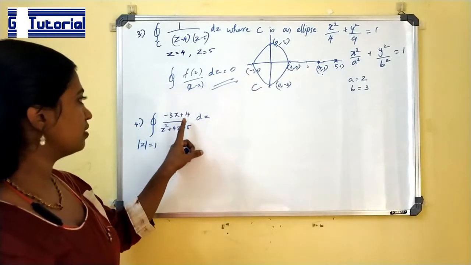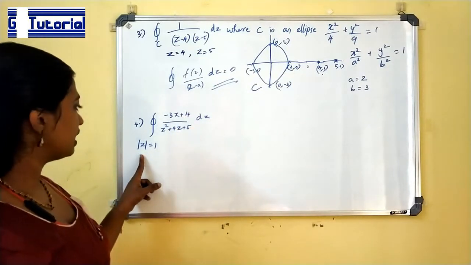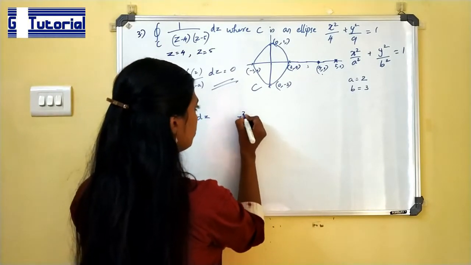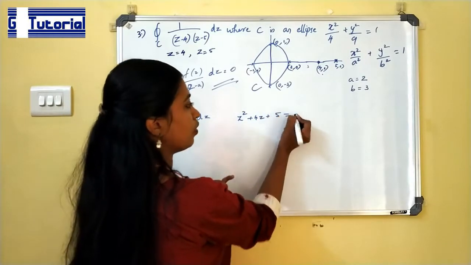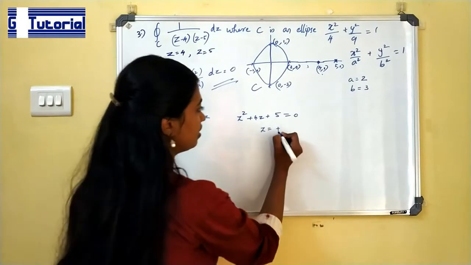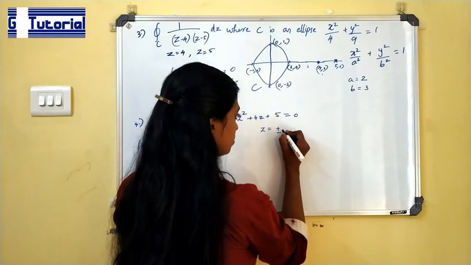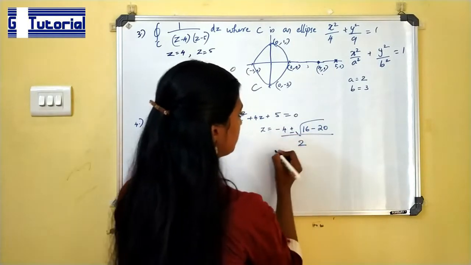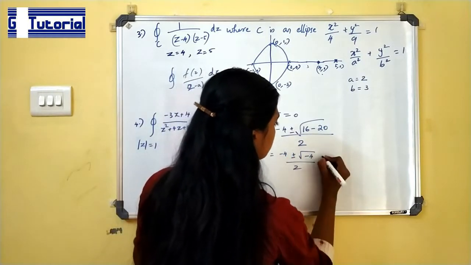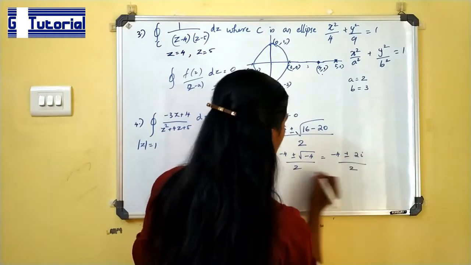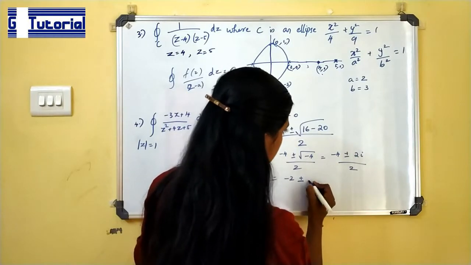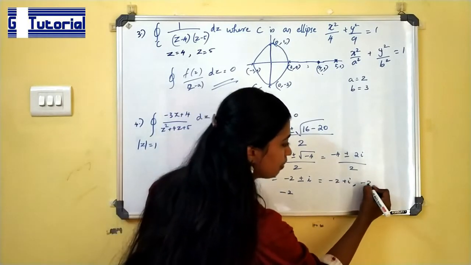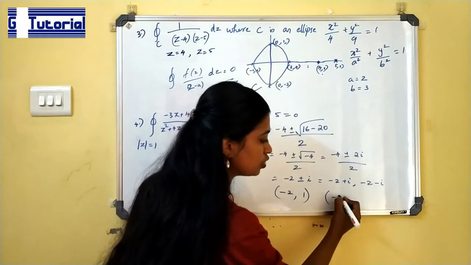Next question. (-3z + 4) by (z square + 4z + 5), and the region of integration is mod z equal to 1. First we have to find the poles, that is, the denominator equated to 0 gives the poles. We are finding the roots of this equation: -b plus or minus root of b square minus 4ac by 2a. That gives -4 plus or minus root of -4 by 2, which is -4 plus or minus 2i by 2, or -2 plus or minus i. So the points are -2 + i and -2 - i, that is, (-2, 1) and (-2, -1).